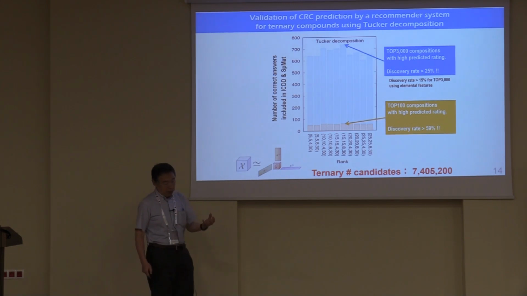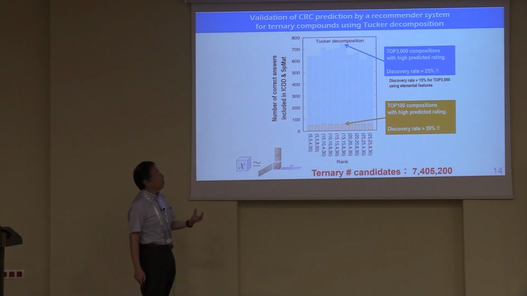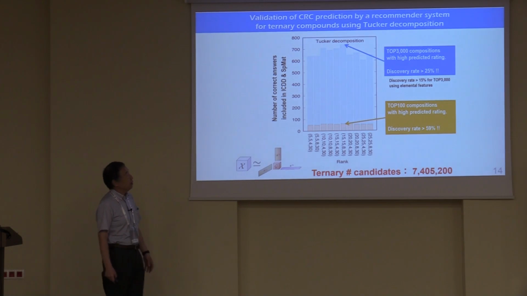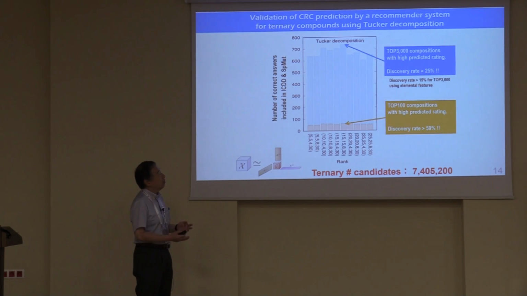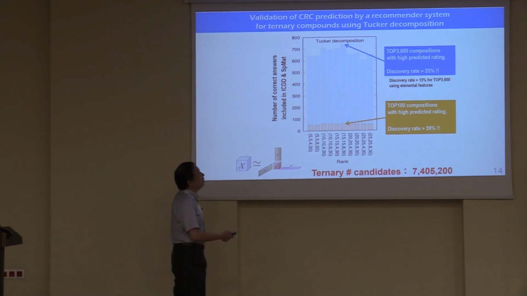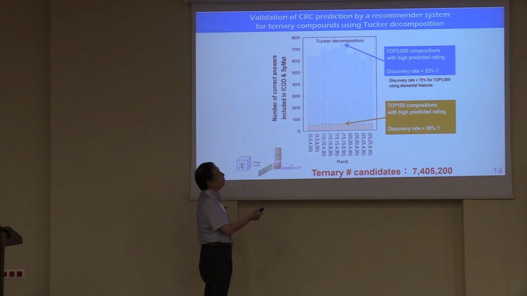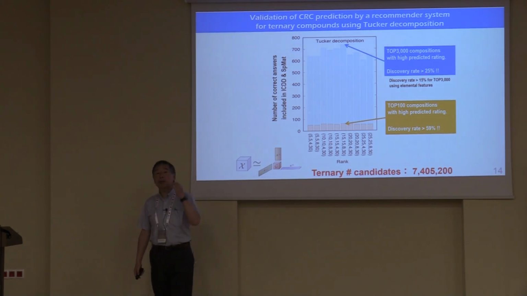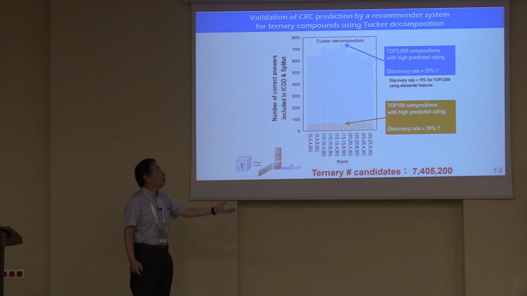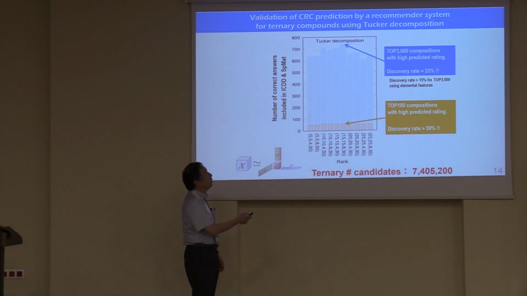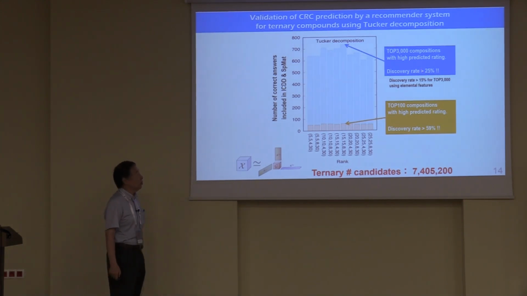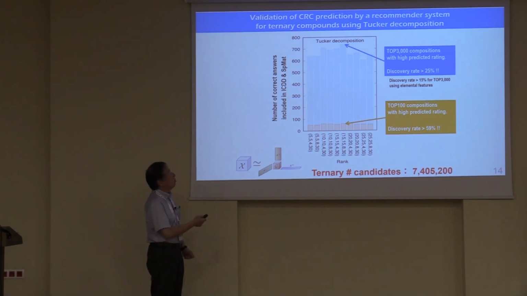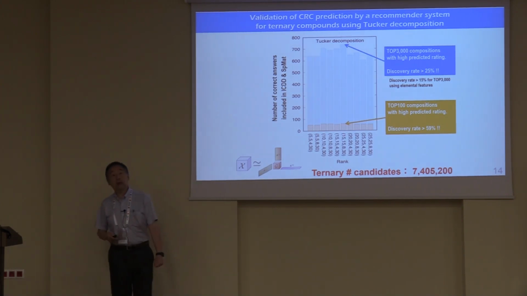Yesterday, I talked about the recommender system with elemental features, 500-dimensional space using electronic activity or atomic number or so on. And at that time, discovery rate was something like 15%. Even 50%, we were so happy and gave the data to the experimenters. But this tensor decomposition performed much better than the previous method. So this works quite nicely.